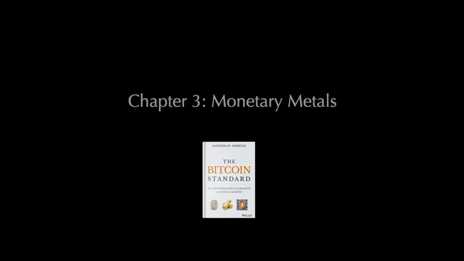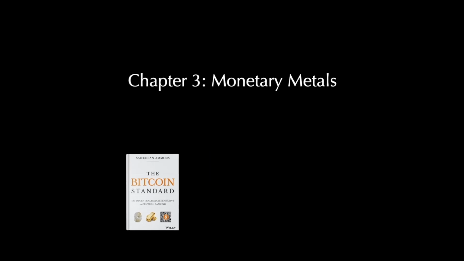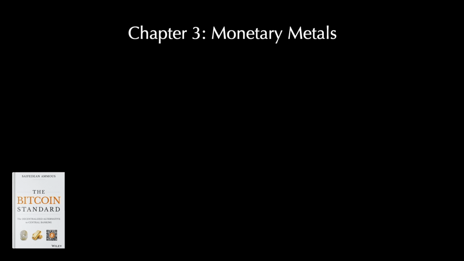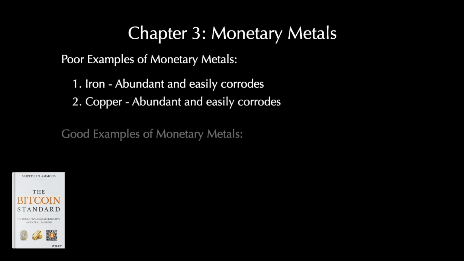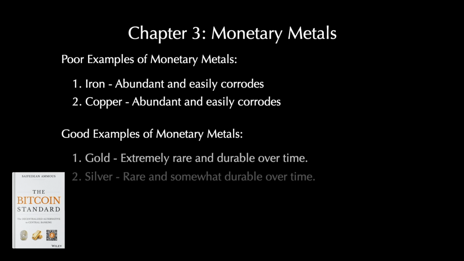Chapter 3, Monetary Metals. Due to their difficulty to produce, their durability, and their demand, metals began to be used as money. Some metals were more valuable than others because of their relative scarcity on Earth and their durability compared to other metals. Iron and copper were poor stores of value because they are both abundant and susceptible to corrosion over time. Gold and silver, on the other hand, are much more rare and much more durable, making them better monetary metals. Gold is especially durable and thus preserves wealth across very long time frames.